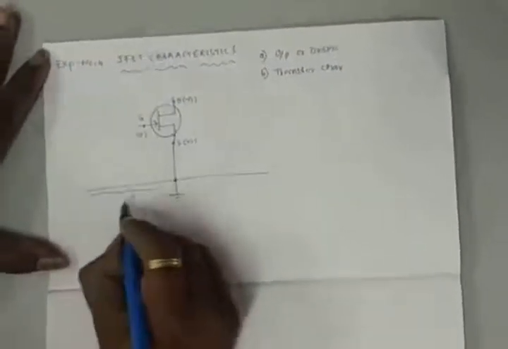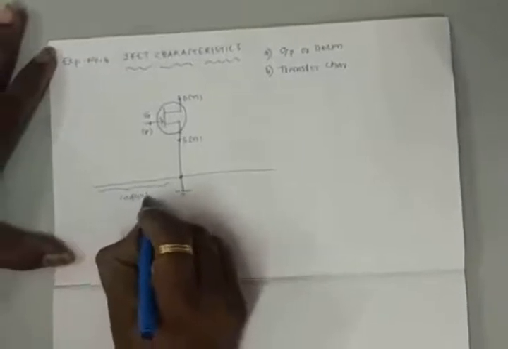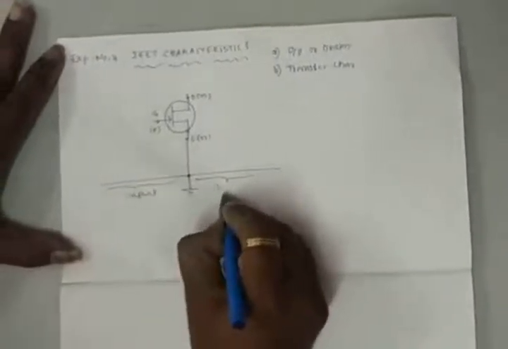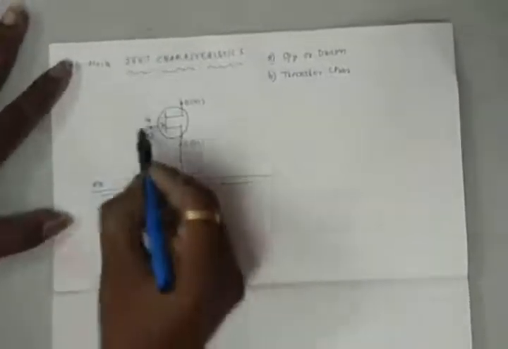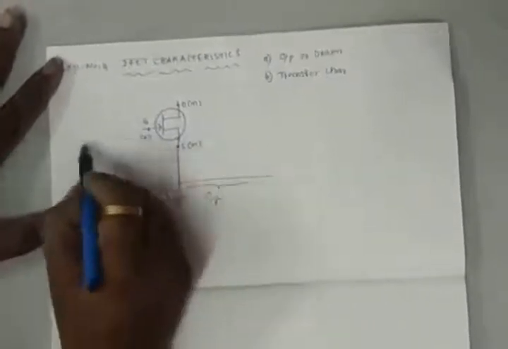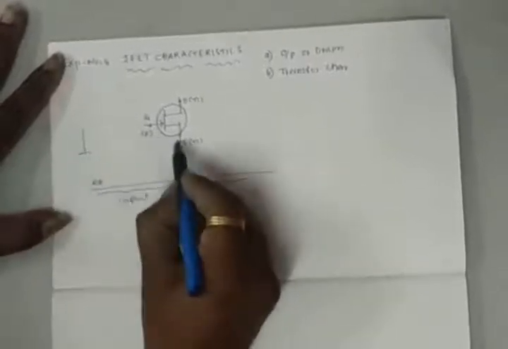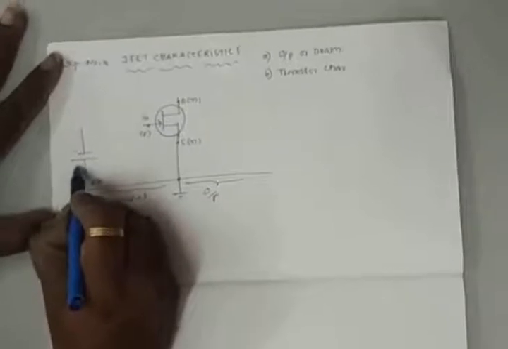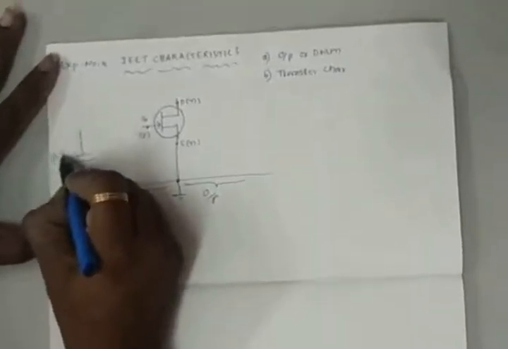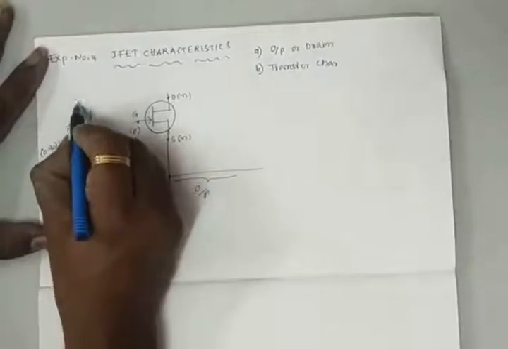By grounding, it is divided into 2 circuits. This circuit is called the input circuit. This circuit is called the output circuit. Input must be connected in reverse bias. Reverse bias means what? This P must be connected to negative and obviously N must be connected to the positive. This is minus and it is plus. This range is 0 to 30 volts and it is variable. To limit the current in the input circuit, we will be using one resistor, about 10 kilo ohm.